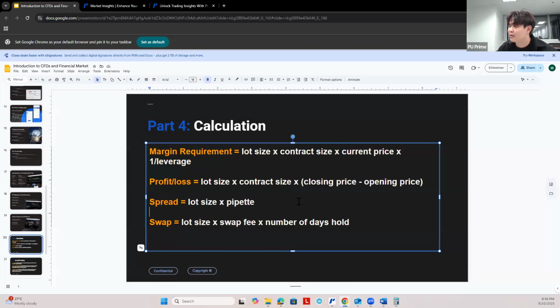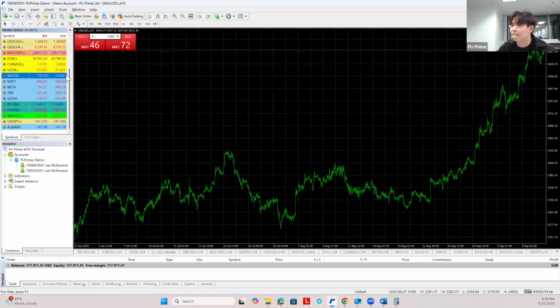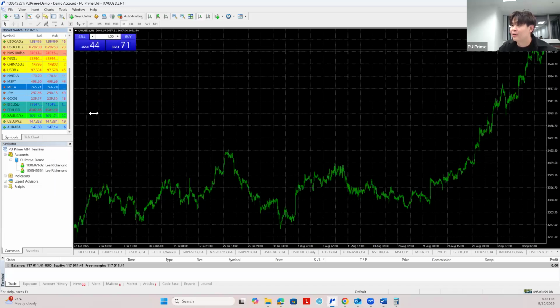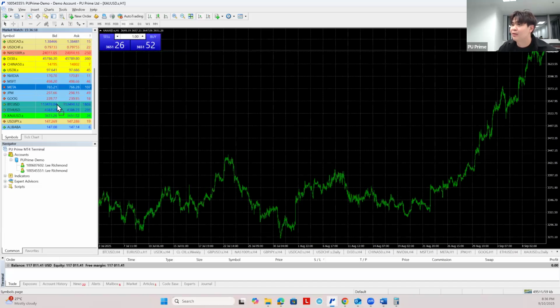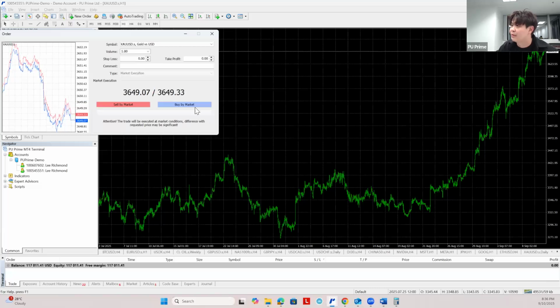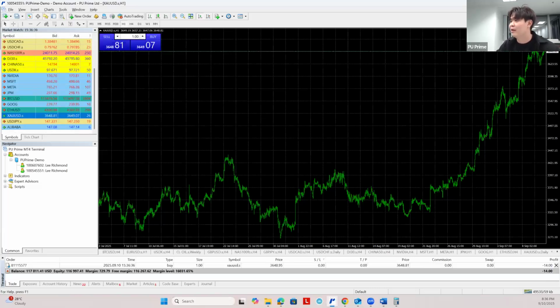So the spread is the lot size times the pipette. Pipette means that, in this MT4 system, you can right click and then you can click the spread here. So once you click the spread, you can see there is a symbol here. So let's say gold is 27. Which means that your lot size times the amount around here will be your spread cost already. So you monitor here, the spread cost should be around 26 to 27. You click buy. You monitor here, the profit place over here. So it's normally 26 or 20. You can see initially it's like that, but due to the market movement, it will be changing.